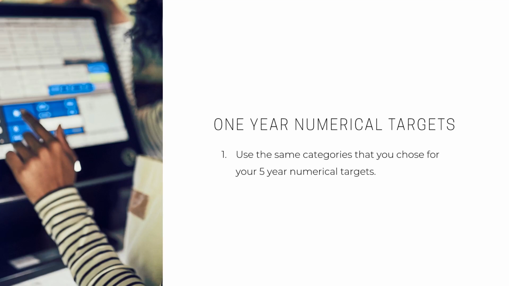So this is easy because you're just using the same categories that you chose for your 5-year numerical targets. You've already got the categories chosen. You've already put your guesses in as to what the numbers are around those categories. Now, all you have to do is just say, what are your numerical goals for this year? So they just cascade down. So say, okay, if that's where we want to be in 5 years, what part of that do we need to accomplish this year? And put that number down.